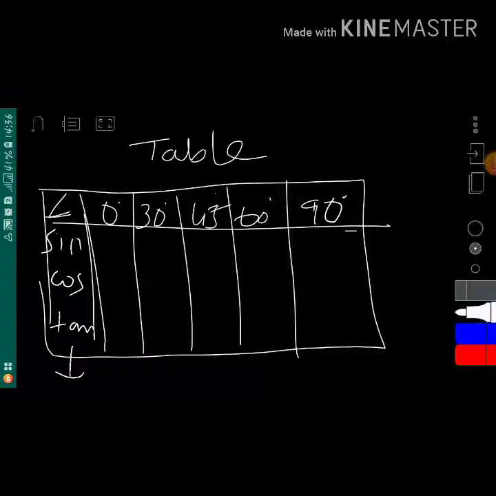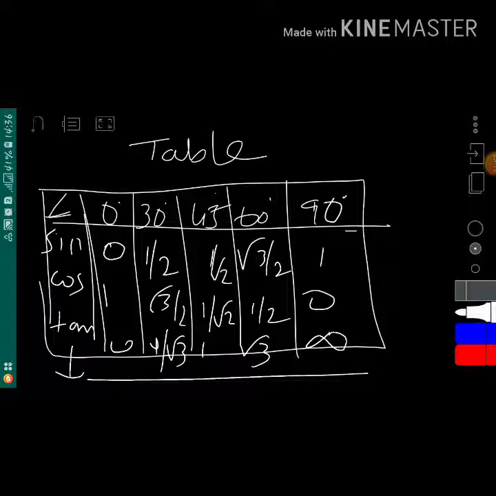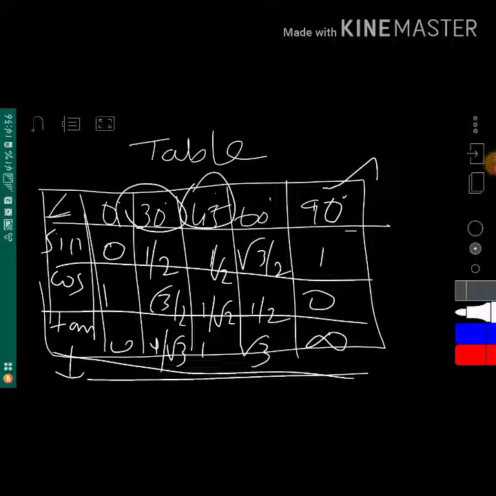Do you remember? And here we have some values like 0, 1 by 2, 1 by root 2, root 3 by 2, 1, 1, root 3 by 2, and then 1 by root 2, 1 by 2, 0, 0, 1 by root 3, 1, root 3, infinity. Till now we had to mug up this table. We have to remember each and every angle and number.